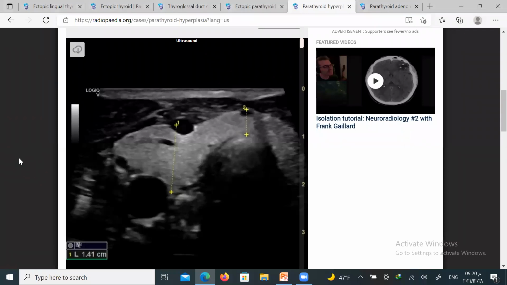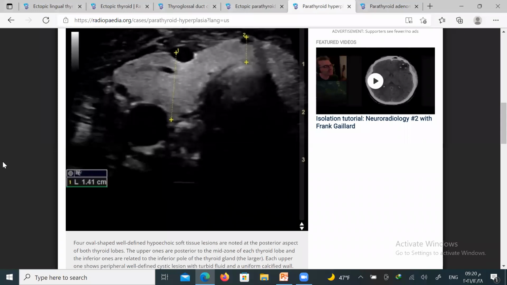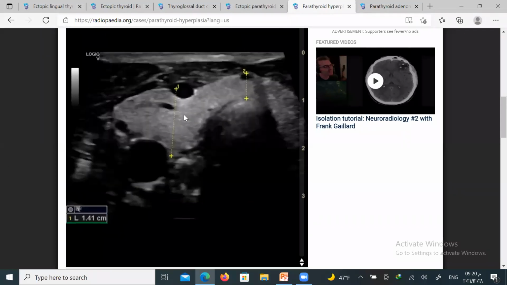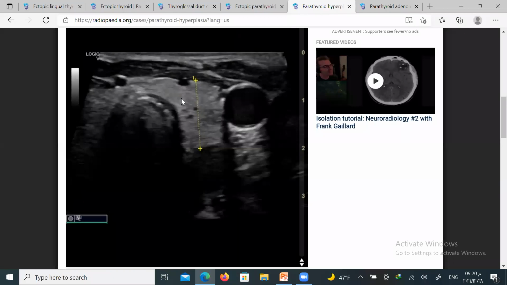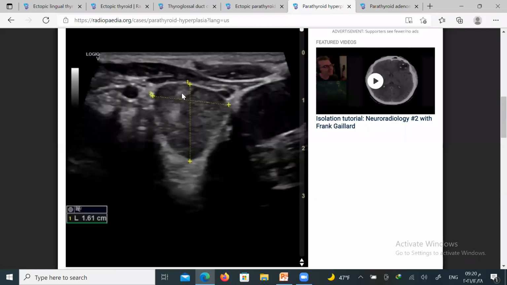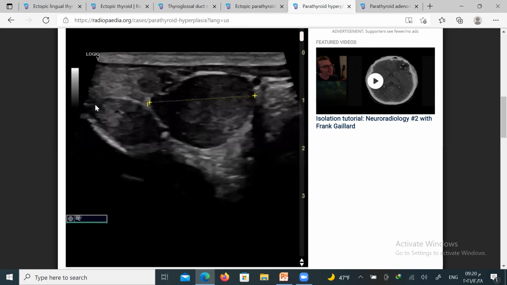This is a transverse image of the thyroid gland in which you can see the normal right lobe, and this is the normal left lobe of the thyroid gland. Below it, we can see this hypoechoic mass, which originated from the inferior parathyroid gland, and this originated from the superior parathyroid gland. And this is a case of parathyroid hyperplasia. So if the parathyroid glands are enlarged, they may be seen by the ultrasound study or cross-sectional studies.